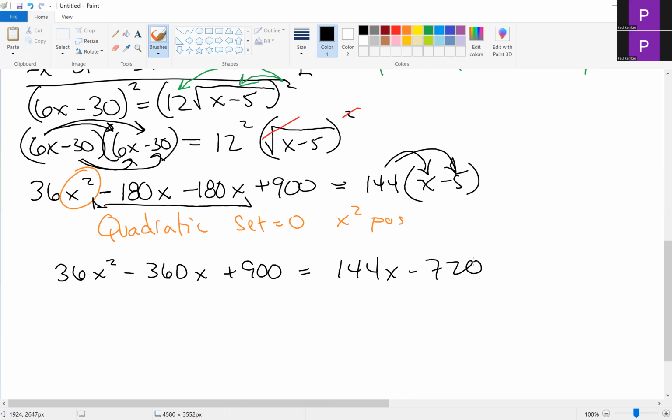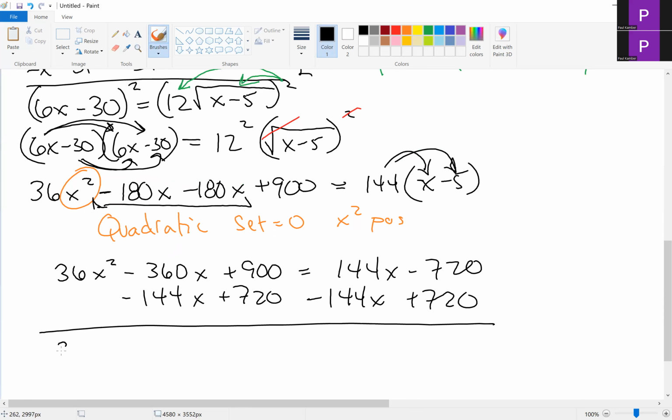Okay. So what are we going to do now? We want to keep the x squareds positive. So subtract the 144x and add the 720. What are we going to get? We're going to get 36x squared minus 504x plus 1620, that's going to be equal to 0.